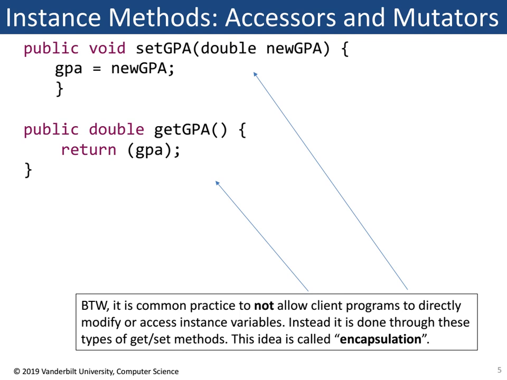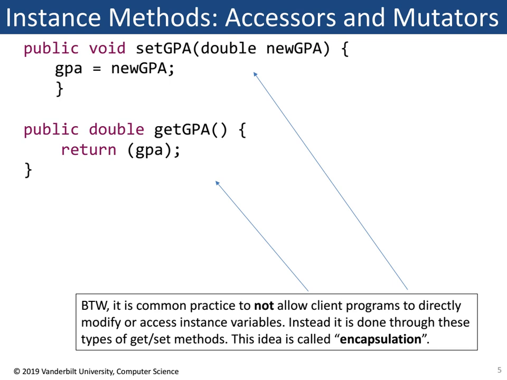We could also talk about encapsulation and the need for it with the GPA. What if someone directly accessing GPA went in and typed in that you had a 100.4 GPA? Well, that's not a valid GPA. So in our mutator method, we could easily put some validation logic to make sure that the new GPA value that is passed to this instance method is a valid GPA before we assign it to the instance variable GPA.